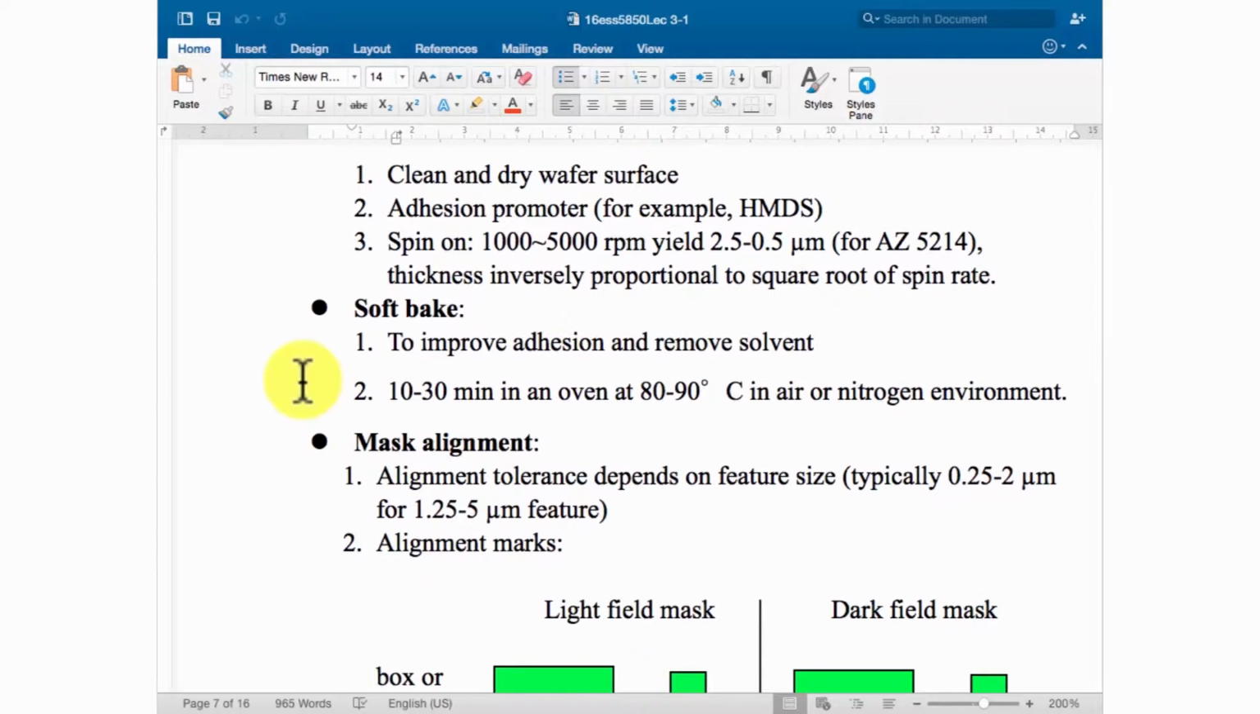After that, we need to do a soft bake. Soft bake means we remove some of the solvent from the photoresist and improve its adhesion onto the surface, using a lower temperature for a very short time.